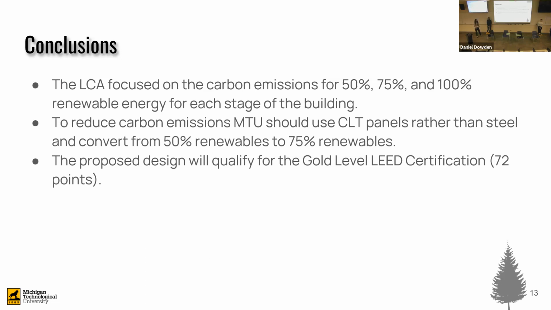The 75% renewable energy plan will make the MTU transition to 100% renewable energy in the next 20 years go much smoother. Our life cycle analysis also determined which materials have the highest emissions, and with that we could determine where we could cut emissions. So using CLT panels rather than steel and cement is one of the first and easiest ways to cut emissions that we would recommend.